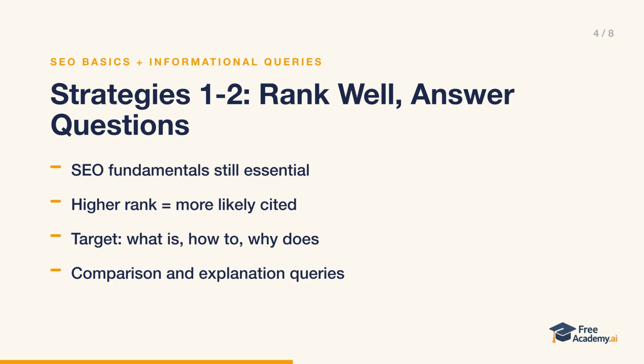Strategy 2. Target informational queries because those trigger overviews most often. Think of queries like what is a topic, how to do an action, why does something happen, plus comparison and explanation queries. The lesson gives an example of answering what is a sales pipeline with a clear definition up front, followed by the typical pipeline stages from lead generation through qualification, proposal, negotiation, and close. That is exactly the kind of content overviews love to pull from.